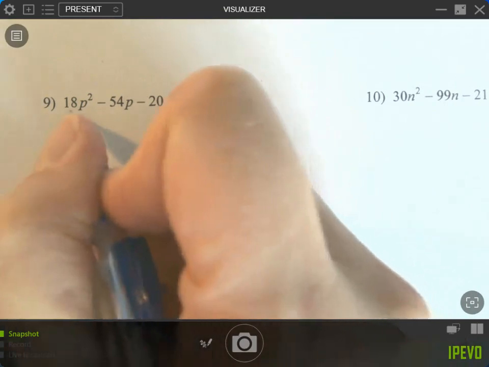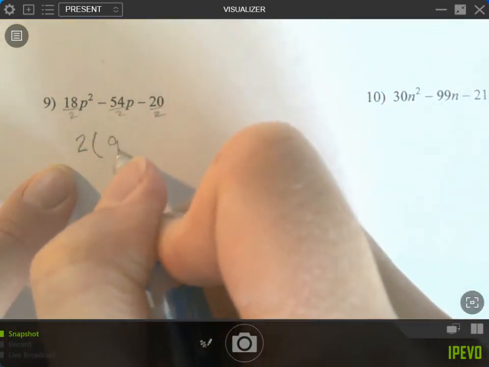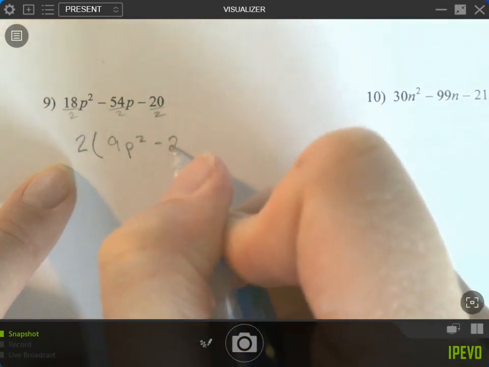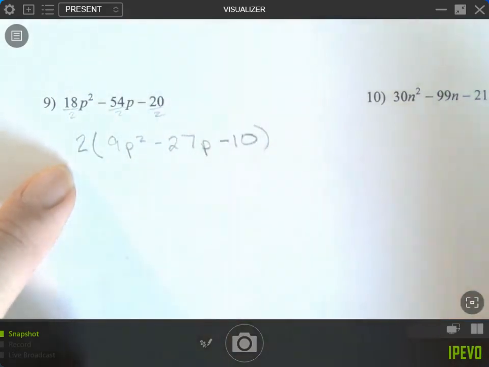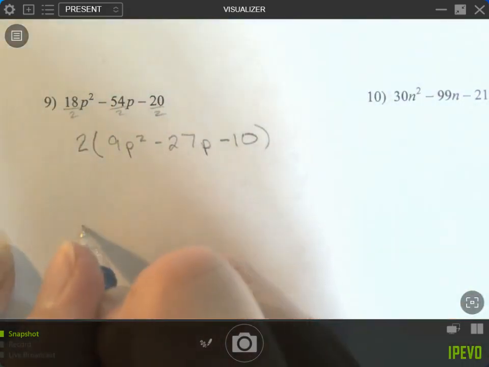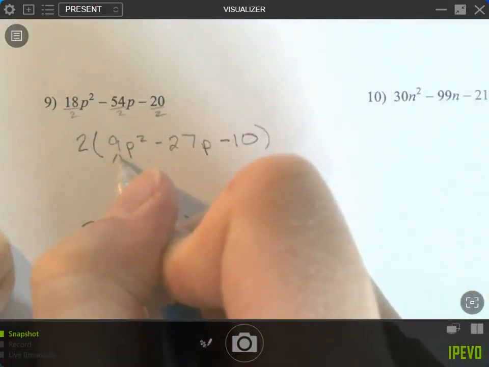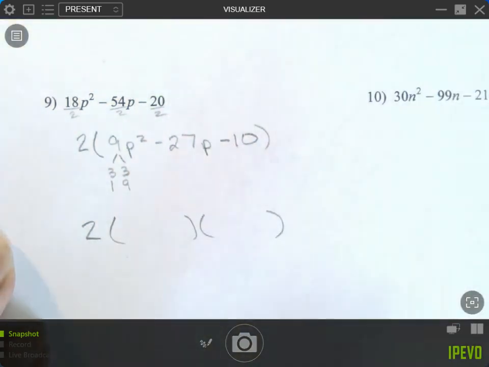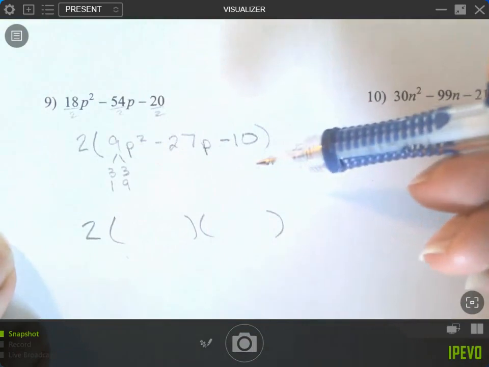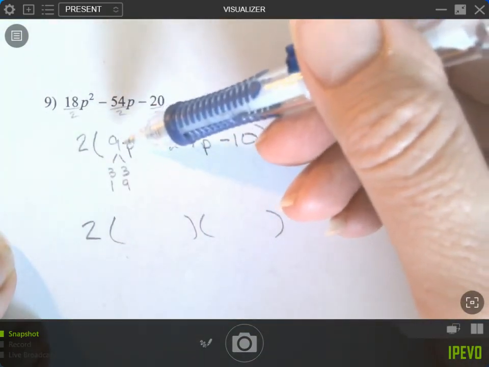Now, if I divide everything by 2, you can show it like that. I would get 9p squared minus what? 27p minus 10. I just cut my work down. So I'll keep my 2, and I'm going to break this down into 2 sets. Instead of worrying about 18, I have 3 and 3 and what? 1 and 9. So I'm not doing anything new. I'm including my GCF with my factoring. We already did that. The difference is now I don't have a 1 out front. I have to work on this.